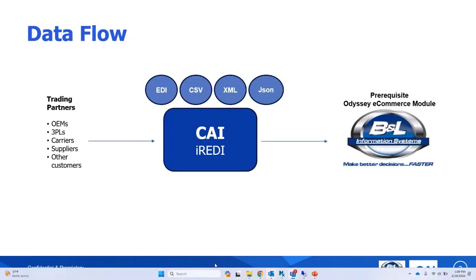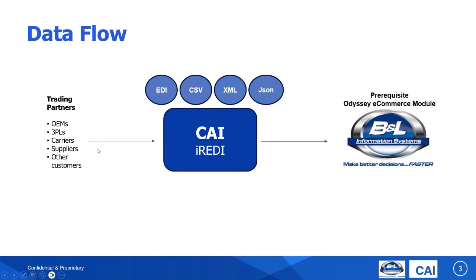So the flow looks like this. We've got your trading partners coming in. These could be OEMs, other customers, suppliers, 3PLs that you're dealing with, carriers. We can take any information, and you can see across the top, it could be an EDI document or a CSV file, XML, JSON, and we pull that information from the trading partner.